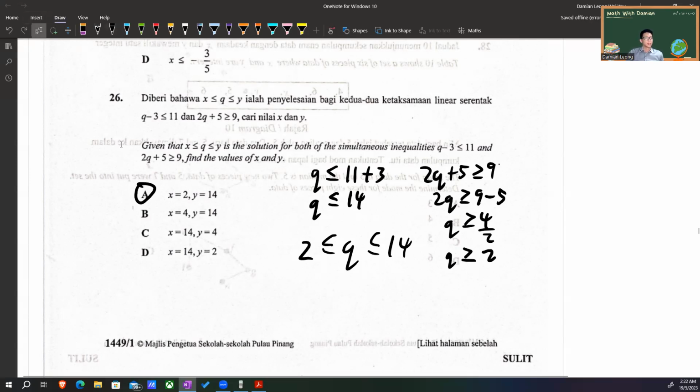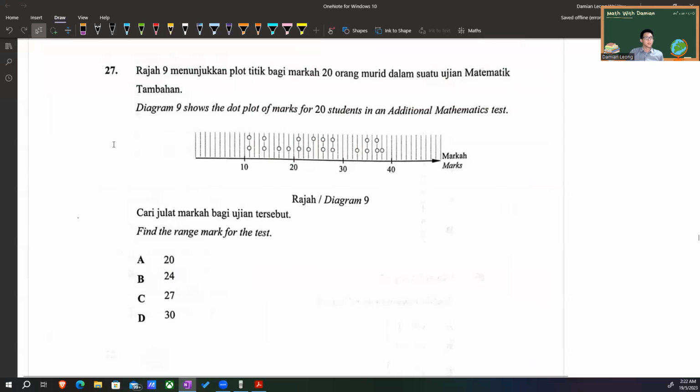That's 26. 27. Find the range of marks for the test. So I have dot plot here. The range is just highest value minus lowest value. So here is 38 minus lowest is here 11. So 27. Answer C.